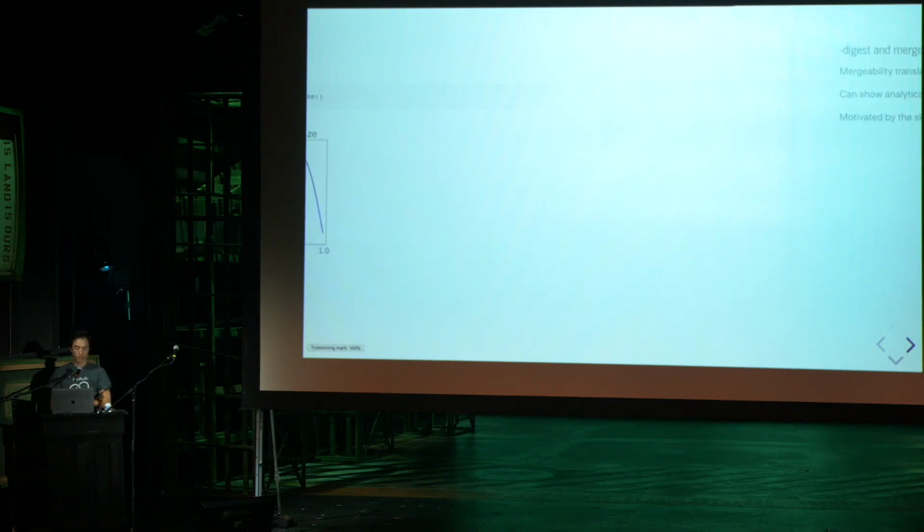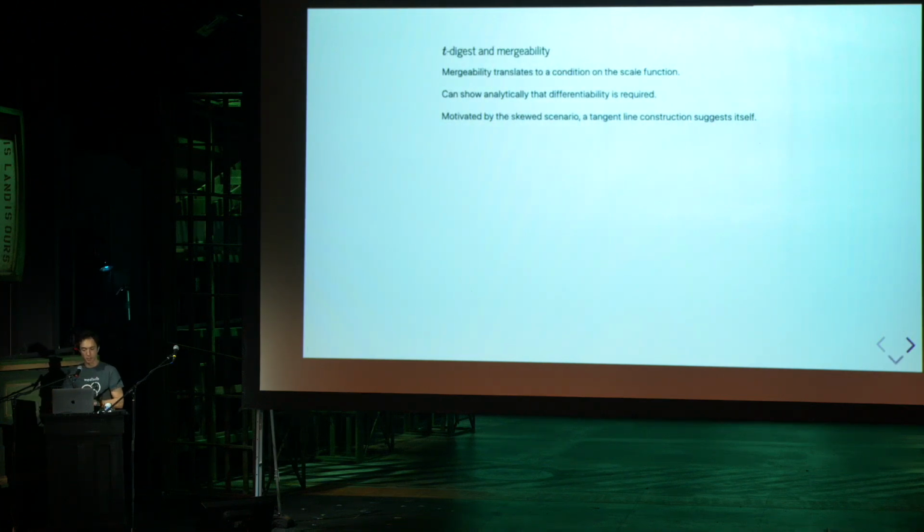Okay. And so it turns out that the mergeability of a t-digest can actually be translated to an explicit analytical condition on the scale function. Basically you have some little cluster inside quantile space. When you make an insertion or merge with another one, it's going to slide around a little bit. And you have to make sure that when it slides around, the space that it occupies with respect to the y-axis, so to speak, doesn't become too big. Okay? And so you can write down some condition. It's a bunch of inequalities. And then you can actually show, using this condition, that differentiability is required.